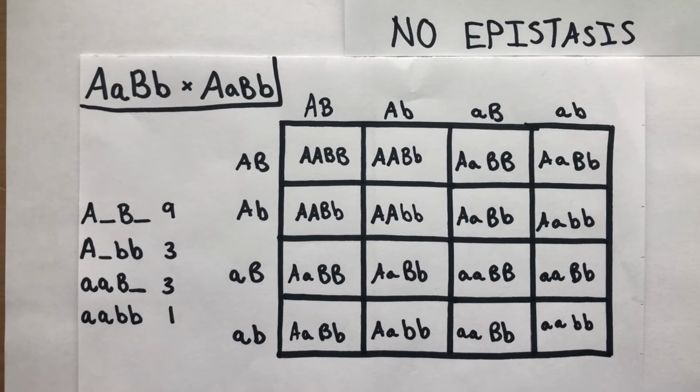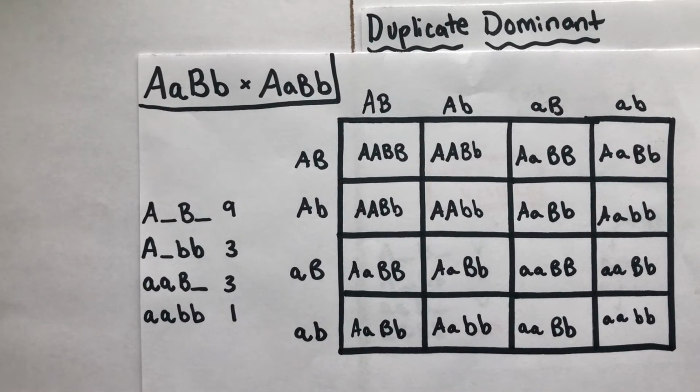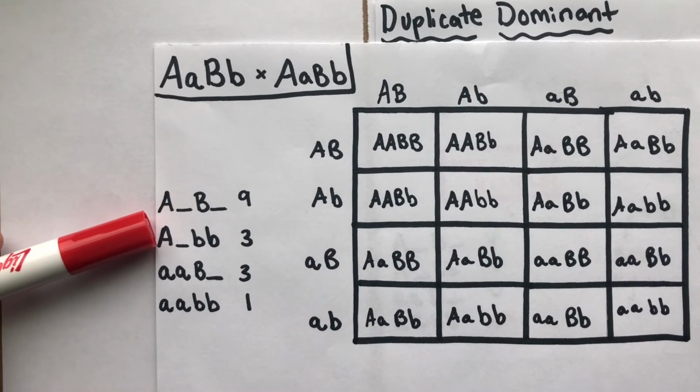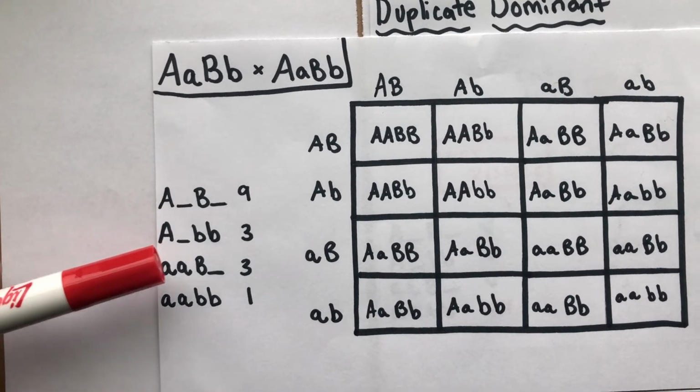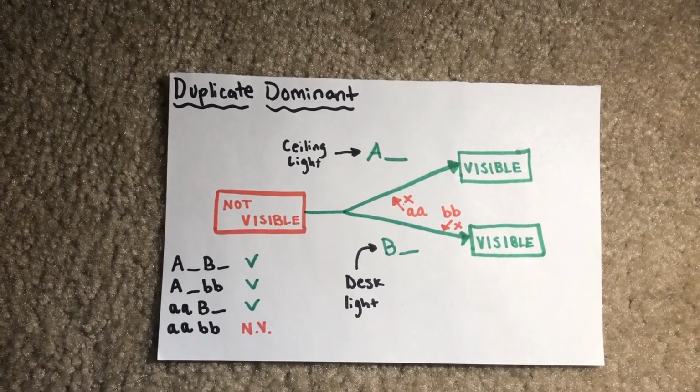Now let's compare this to duplicate dominant epistasis. In duplicate dominant epistasis, we observe that both lights on, the ceiling light only on, and the desk light only on actually led to the same phenotype. So let's label that. To label, let's take a look at our map.